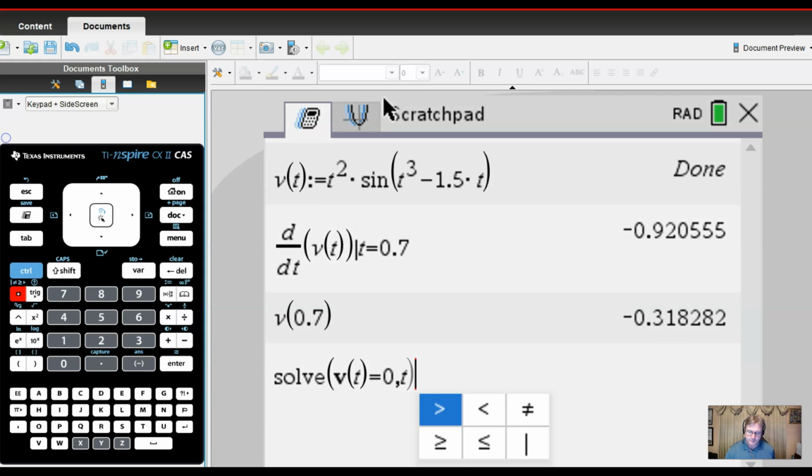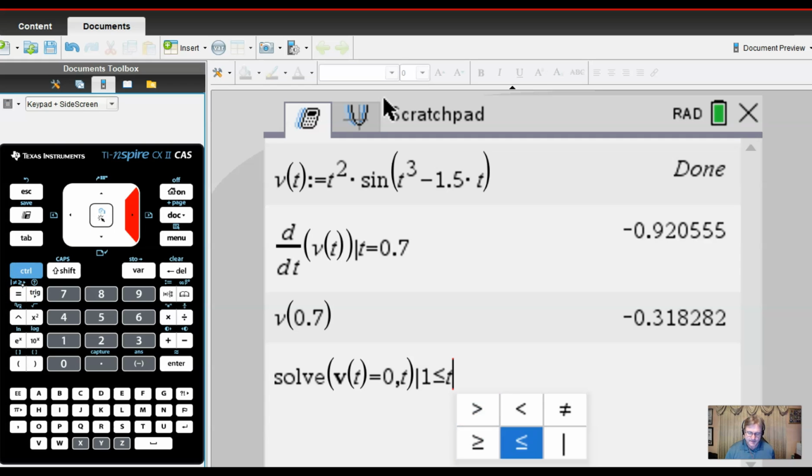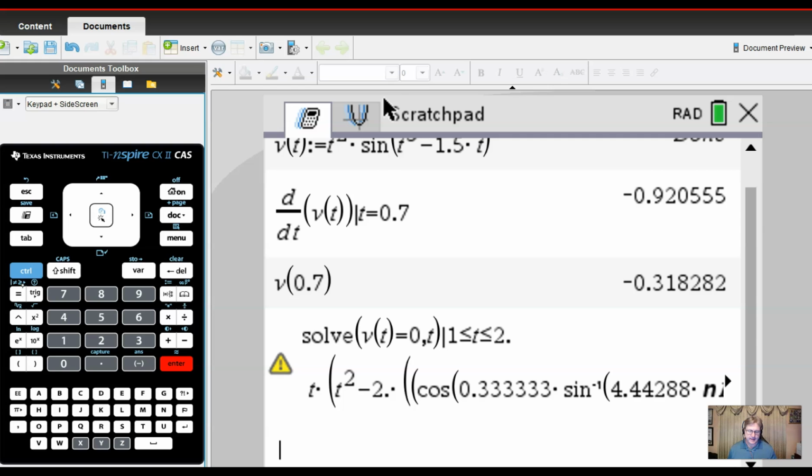and I would very strongly encourage you to put your domain restriction. We want to find this such that 1 is less than or equal to t, less than or equal to 2. You get your less than or equal to symbol by hitting Control equal, right? Put a decimal in if you want decimal output, and sometimes you're going to get this stuff.